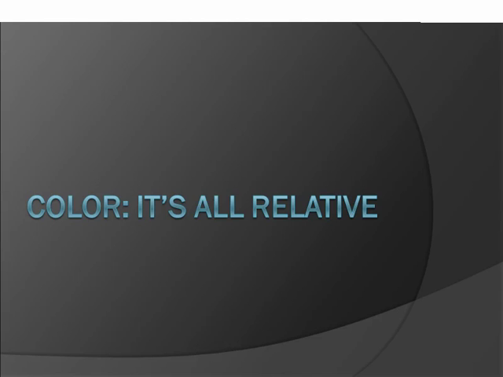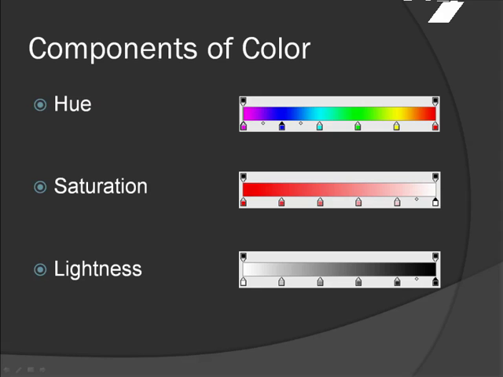Color, It's All Relative, Part 6, Photoshop Layer Blends. You're likely tired of hearing me say that color can be separated into three components: hue, saturation, and lightness. The fact that color can, in theory, be separated into hue, saturation, and lightness doesn't mean that manipulating color in a photograph is quite so tidy.